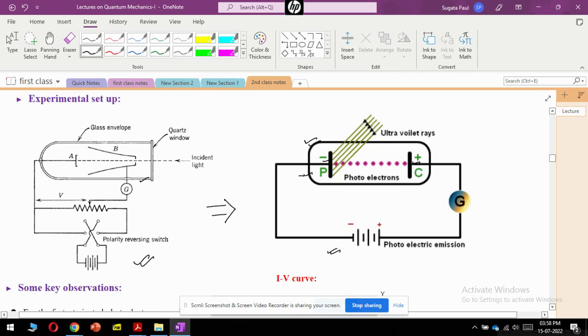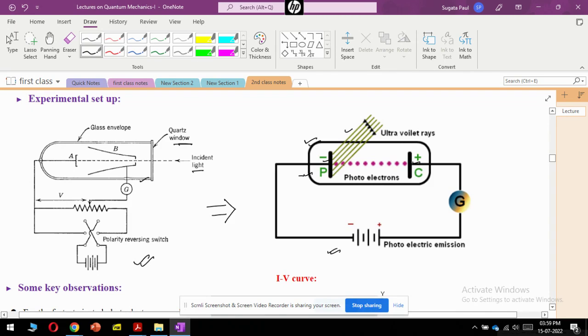And from a quartz window that is placed somewhere above, ultraviolet rays are incident on the cathode plate, the cathode electrode. Like the quartz window is here in this case. You can see from this diagram, the quartz window is here in the schematic. So the incident light is coming in, and this is incident on the cathode plate first.